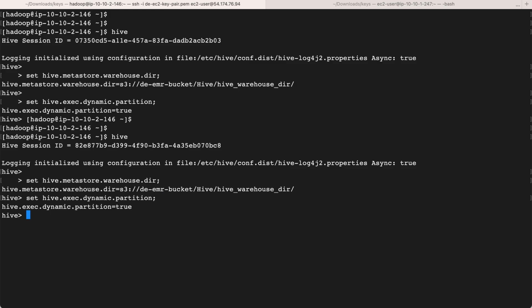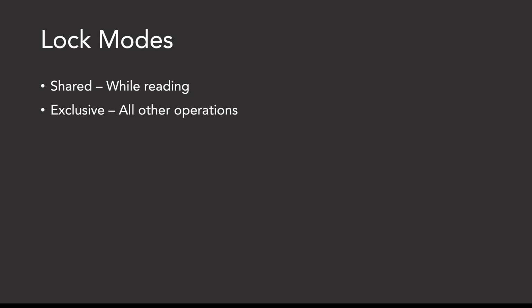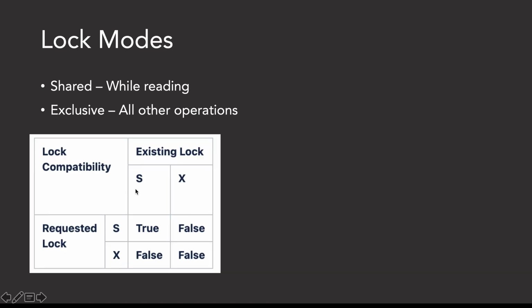If you are from an RDBMS or application background, you know that databases acquire locks when you run certain statements on them. Hive also behaves like databases, and Hive also has some lock modes. But the lock modes in Hive are pretty straightforward. There are only two types of lock modes. The first one is shared lock. Shared lock is taken while we are reading data from a particular table, and in all the other operations, exclusive lock is taken.